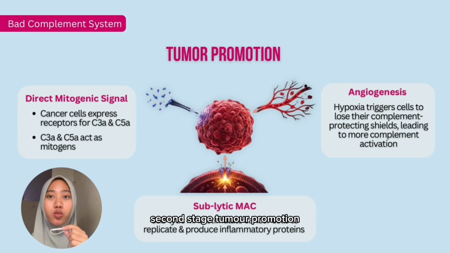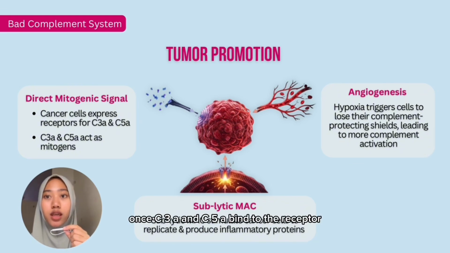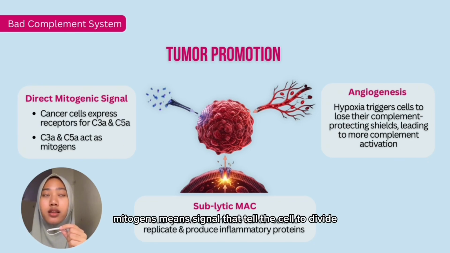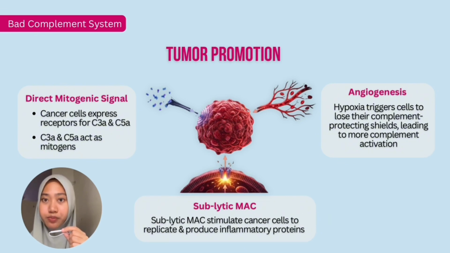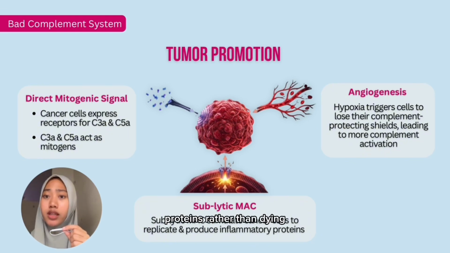Second stage, tumor promotion. First, direct mitogenic signal. Cancer cells express receptors for C3a and C5a. Once C3a and C5a bind to the receptors, they act as mitogens. Mitogens are signals that tell the cell to divide. Next, sublytic MAC. Sublytic MAC stimulates cancer cells to replicate and produce inflammatory proteins rather than dying. Next, angiogenesis.